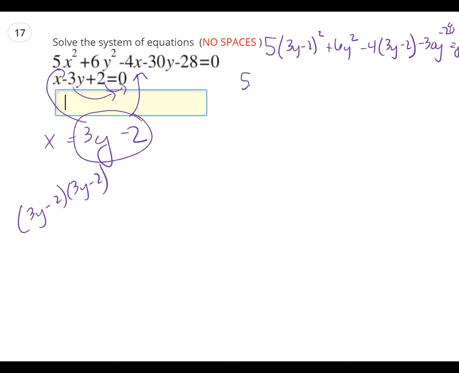Good? All right, so we've got 5. We've got to FOIL this out. It's 3y times 3y.